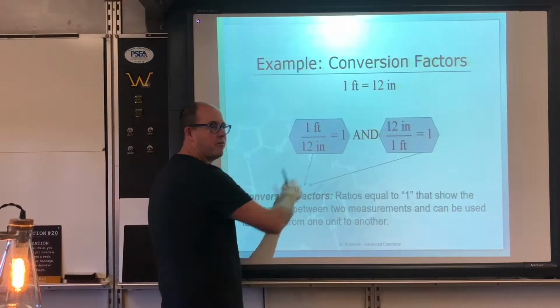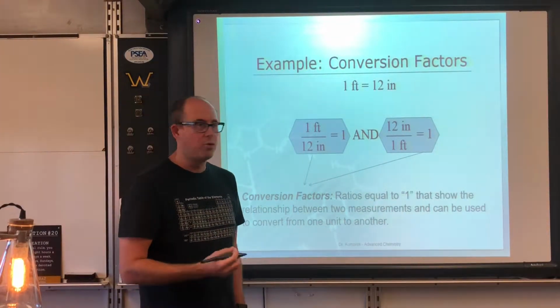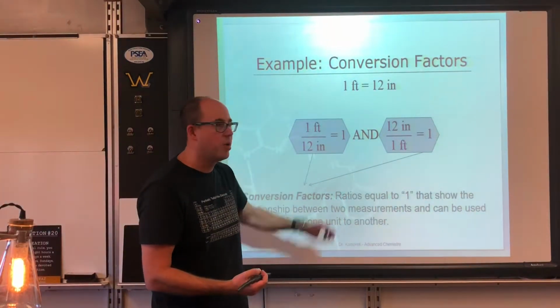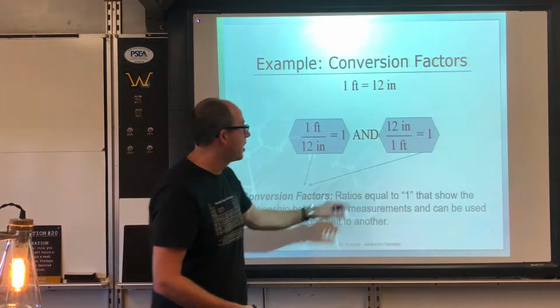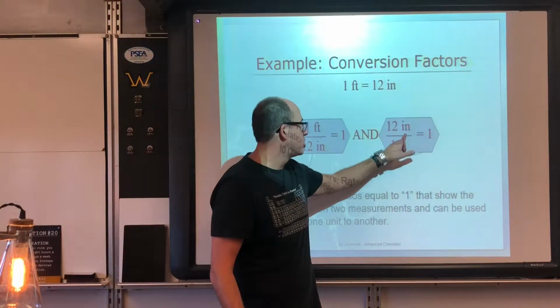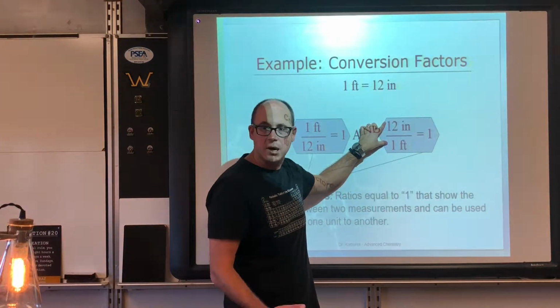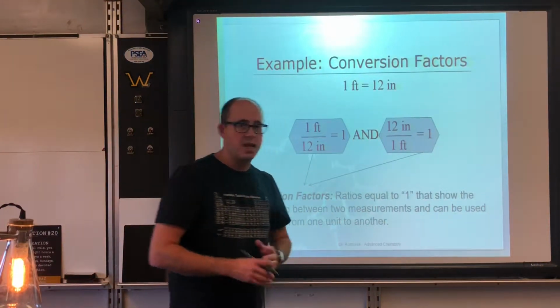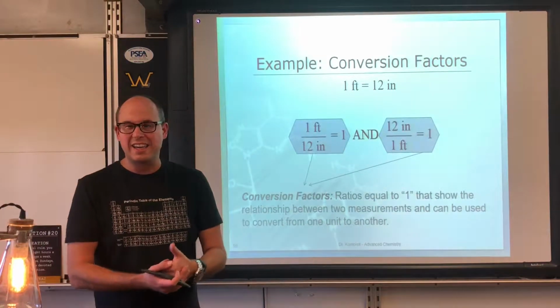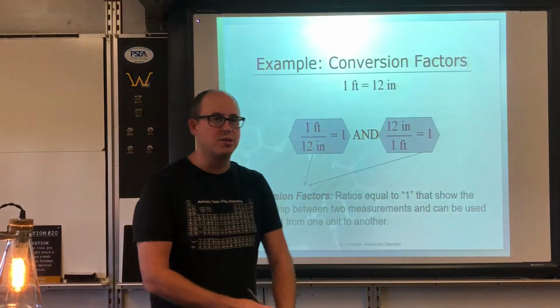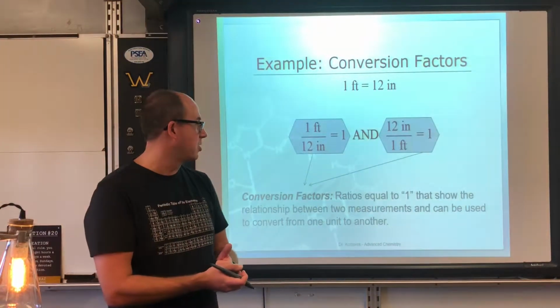Since 1 foot and 12 inches are exactly the same, 1 foot divided by 12 inches equals 1. Any number divided by itself is equal to 1. Likewise, we can flip it around, take the reciprocal, 12 inches over 1 foot. But since these things are equal to one another, it's a number divided by itself, it's equal to 1. Now, the way a conversion factor works is since it's equal to 1, if you multiply anything by 1, it does not change the meaning, but it may change the appearance a little bit.